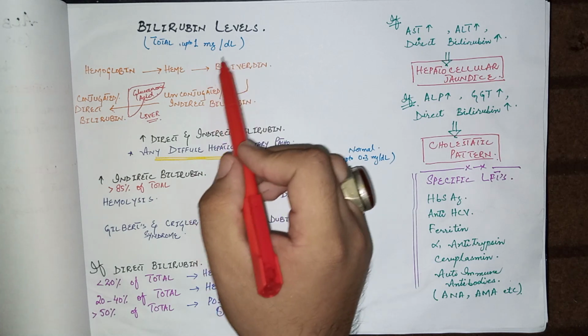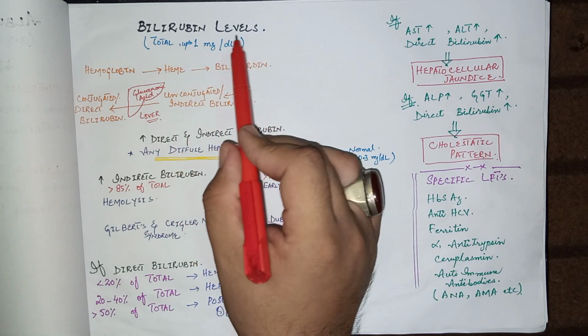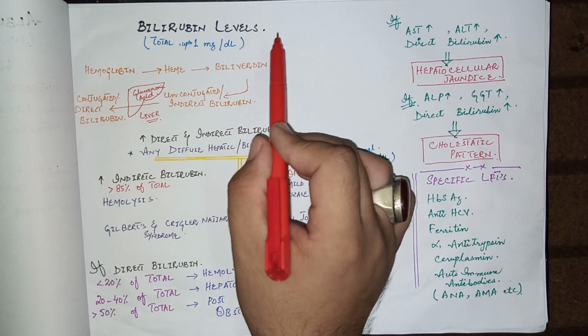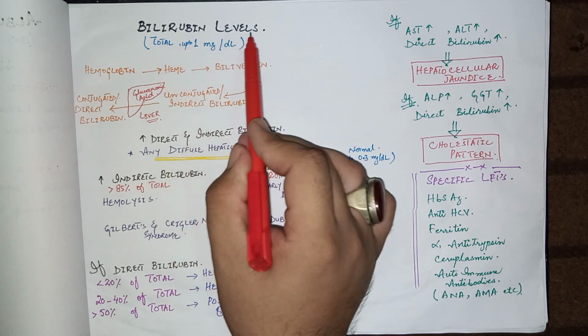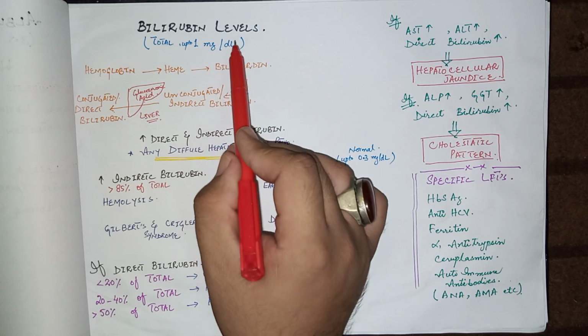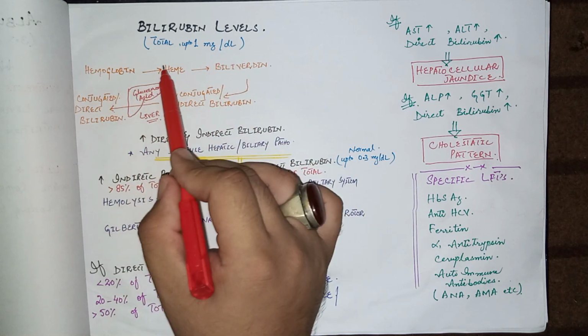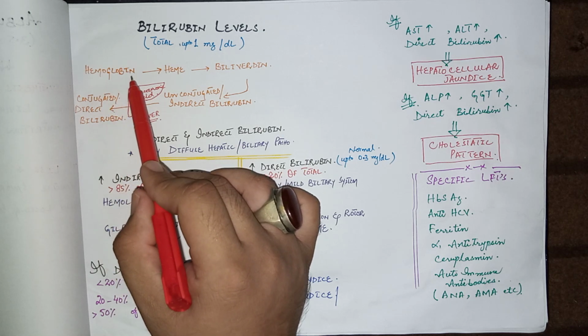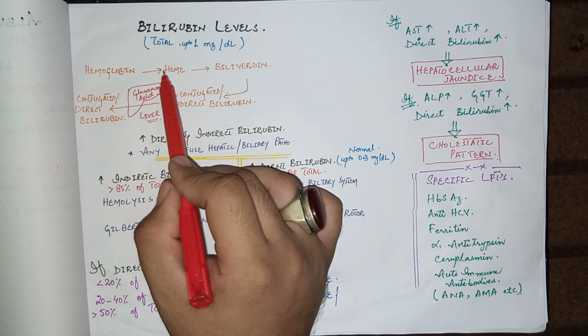Now come to the other parameter, that is bilirubin level. It is also a very important parameter. It is important for the excretory function of the liver. The total bilirubin level is up to 1 mg per deciliter. So let us discuss a little bit of physiology. When RBCs break down, the hemoglobin breaks into heme as well as globin proteins.